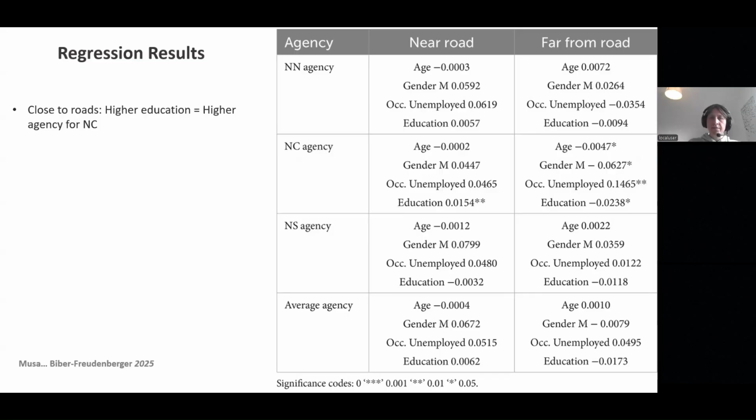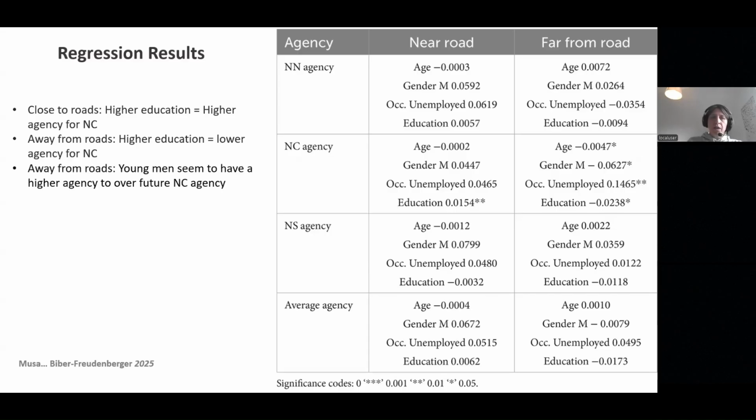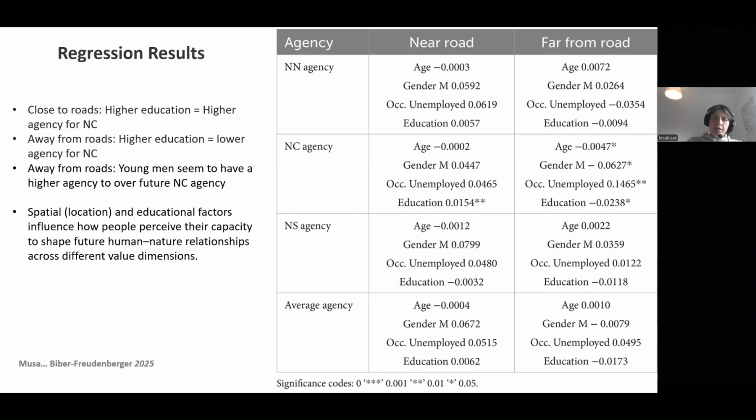So what we found was that generally close to roads, higher education actually equaled a higher level of agency, at least for the dimension nature as culture. So people with higher education seem to have a higher agency there. And away from roads, it was the opposite. Here education seemed to have the opposite effect, and people actually perceived their agency to be lower. Also, what we found significantly, at least so far, away from roads, is that age seemed to be negatively associated. So young men seem to have a higher agency over the future for nature as culture, and also gender: it was in particular young men that seemed to have a higher agency. What that shows us is that location matters when you're looking at these things, and education matters, because that influences how people perceive their capacity to shape future human-nature relationships across different value dimensions.